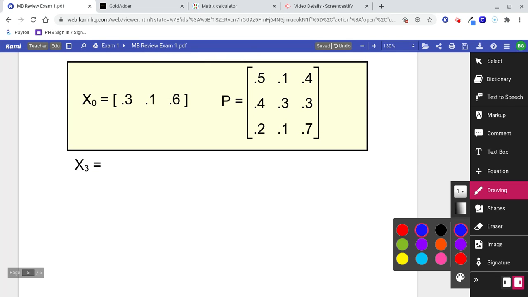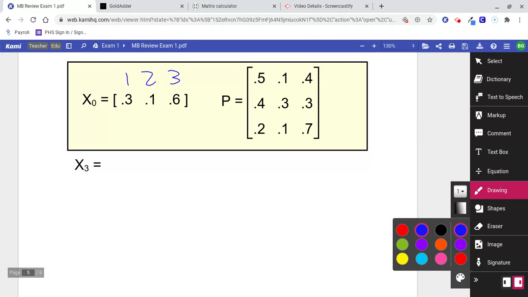Okay, find X3. X3 is a distribution. You've got 3 different things: state 1, state 2, and state 3. And the initial distribution says 30% of the whatevers are in state 1, and 10% are in state 2, and 60% are in state 3. That's not talking about transitions. That's talking about the population, and it's describing what is. So X3 wants to know what the population looks like after 3 of those transitions.